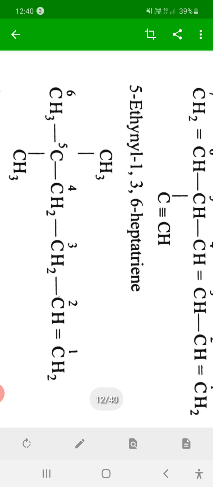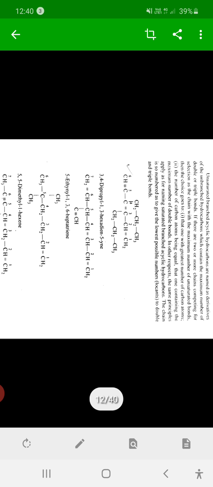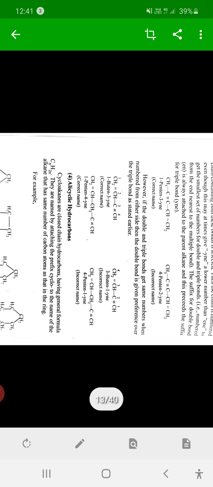In this way, you solve other molecules for alkanes, alkenes and alkynes from these notes. You try to name the molecule, and in the book you see whether your name is correct or incorrect, and what the mistake is. You practice in this way.